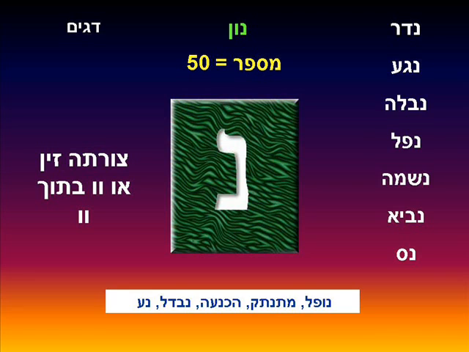And that is why the letter nun appears at the beginning of the word nes. And the letter nun is shaped like a zayin or a vav, depending on how you write it, within an upside down vav. As you can see, the bottom and the top look very similar. It's a zayin or vav connected to an upside down vav.